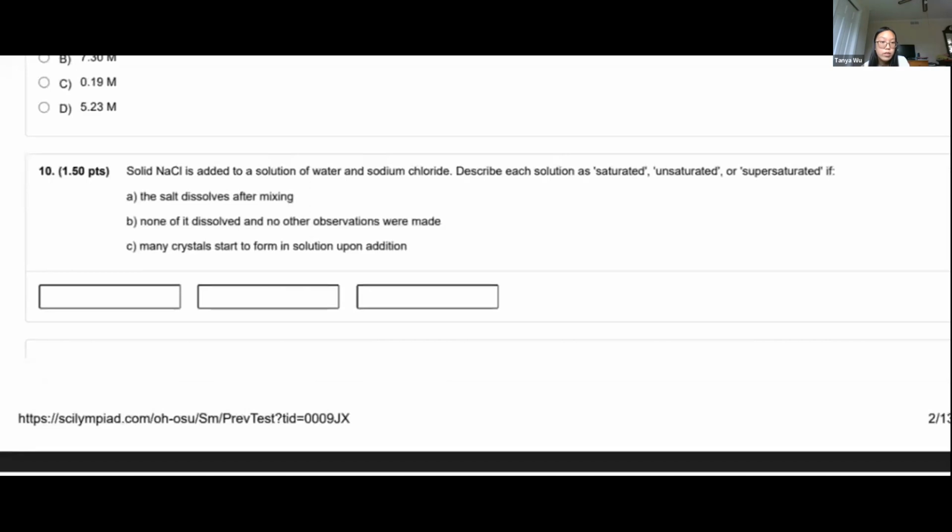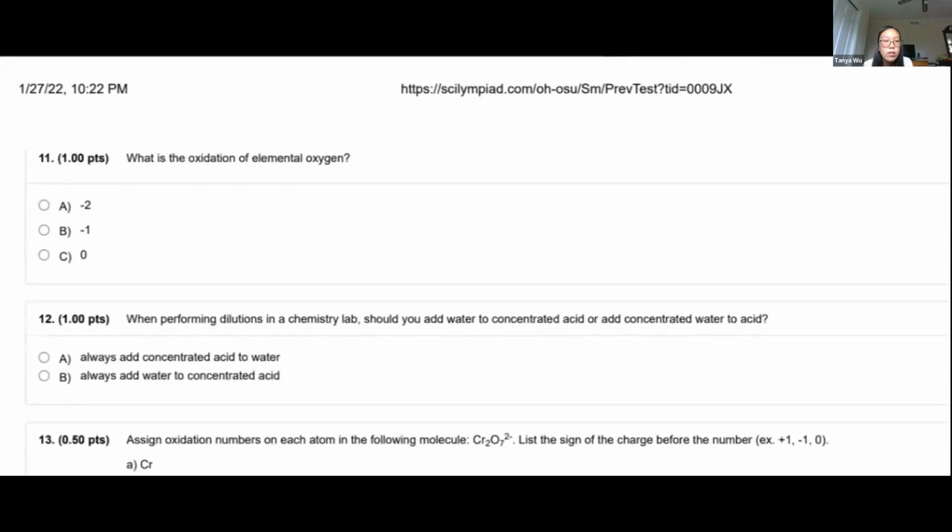So if the salt dissolves after mixing, that means that there was still room for it to dissolve, which means that it's unsaturated. If none of it dissolves and nothing else happens, then that's just saturated. It's just full. And if a crystal starts to form in solution upon addition, that's supersaturated because there's so much salt inside. Once you add the additional salt, it can start crystallizing around it because you just added a part where it can crystallize and join that.